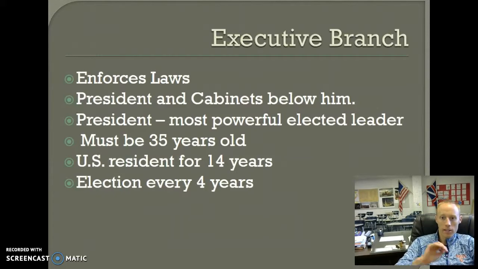We will continue to talk about the executive branch in the next lesson, but those are the basic overviews of the legislative and executive branches.